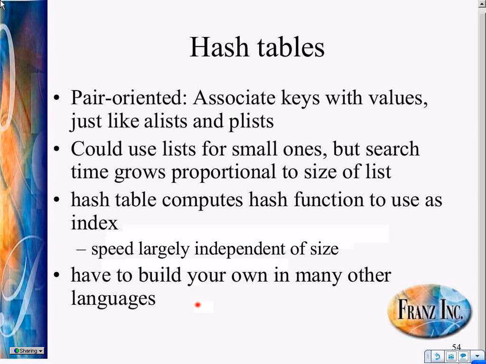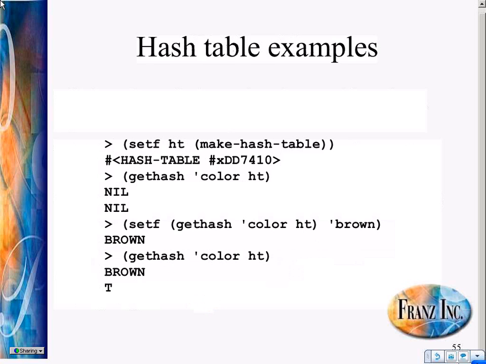Now, the thing is that Lisp provides a great deal of support for hash tables, and in other languages, often you have to implement them yourself. So you create a hash table with the function makeHashTable. You use the getHash function to access. You pass it a key and the hash table as arguments, and it returns the value associated with the key, and it returns two values.